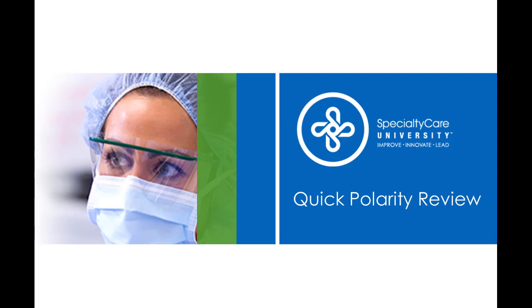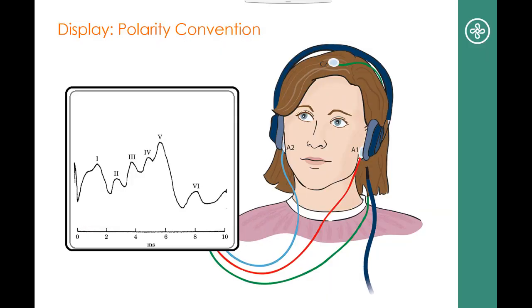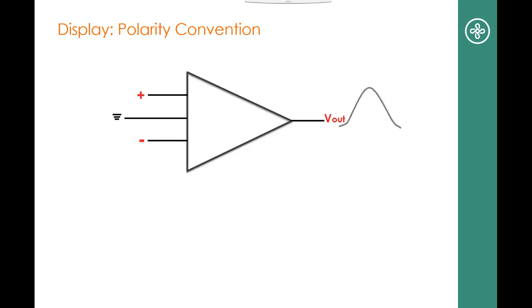A quick polarity review. Recall that polarity is the upward or downward deflection of the waveforms that appear on our screen, and this is how we can define a waveform as positive or negative in terms of what is being recorded at the scalp. So when we discuss polarity, we have to remember that there are two inputs into each amplifier channel, one positive input and one negative input, and the amplifier is represented as a triangle. There's an output which produces either an upward or downward deflecting waveform.